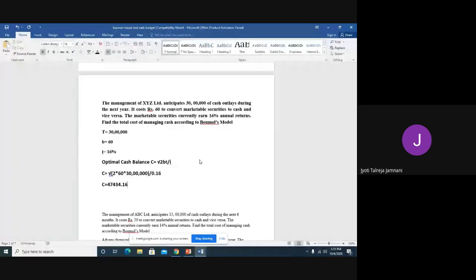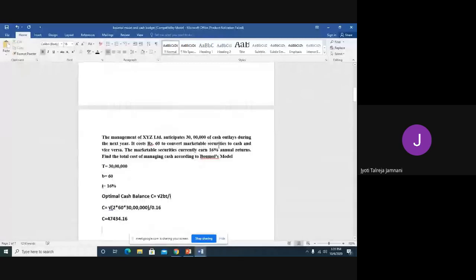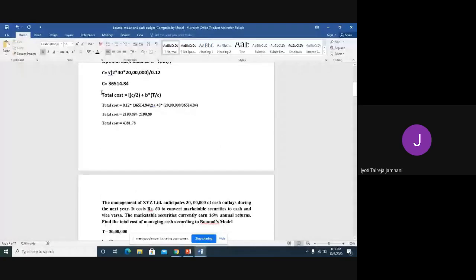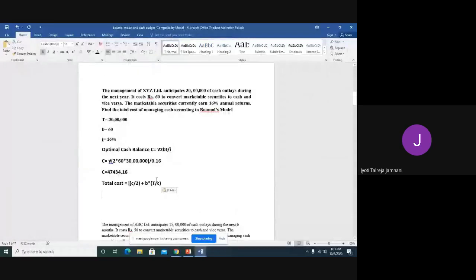Next is to find the total cost. So we'll use the total cost formula now, which we used in the previous question. I'm just copying it down. In your books, you need to rewrite these formulas again and again so that you remember them and don't forget them during the exam. The more number of times you write, the more it will be in your memory.